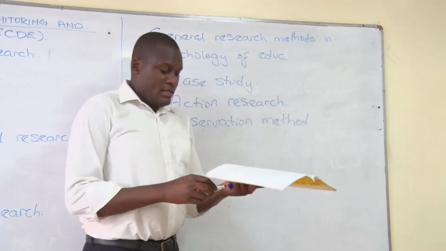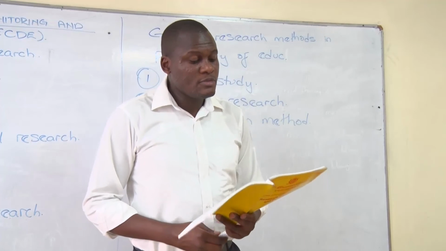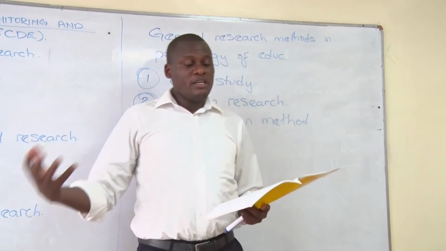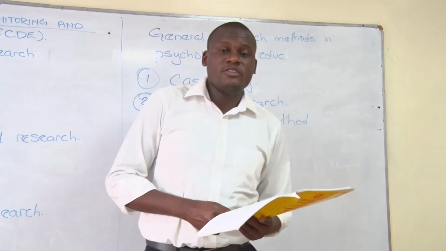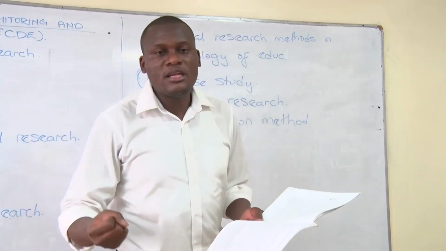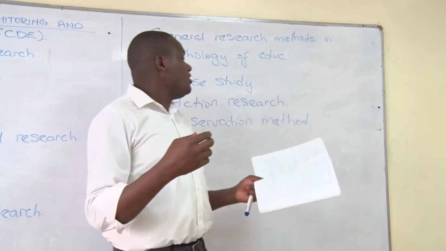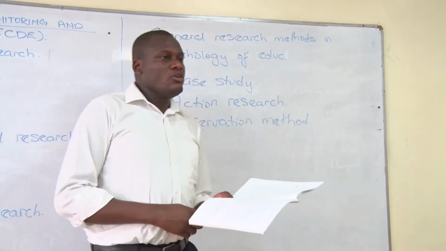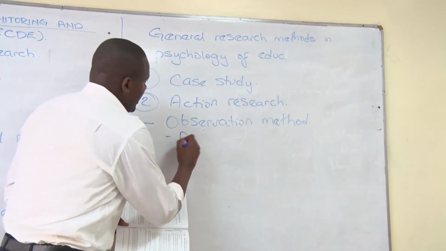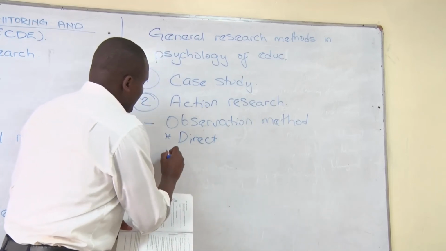Then we've got the observation methods. This is one of the main key ways, and we look at it again when looking at collection of data. The two principles of observation are participant observation and non-participant observation, whereby you are able to observe a particular phenomenon, a particular change occurring in a particular area, and then you collect that data. So here we have the direct observation and the non-direct observation.